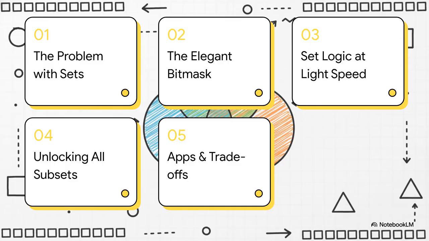So what's on the agenda? First, we'll kick things off with why we even need an alternative to the standard ways of handling sets. Then, we'll introduce the hero of today's story, the Bitmask itself. After that, we'll see how it makes set operations unbelievably fast, and this is the really cool part, how it unlocks a super simple way to handle every possible combination of items. And finally, we'll wrap up by looking at where this is used in the real world and the crucial trade-offs you absolutely need to know.